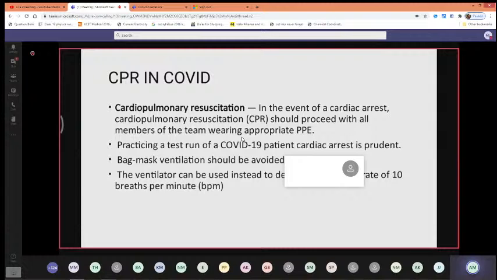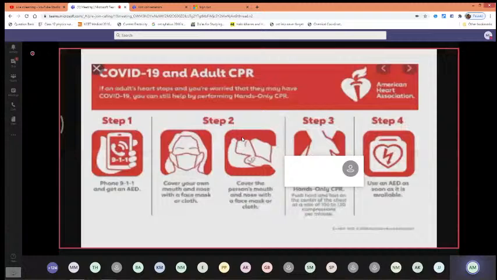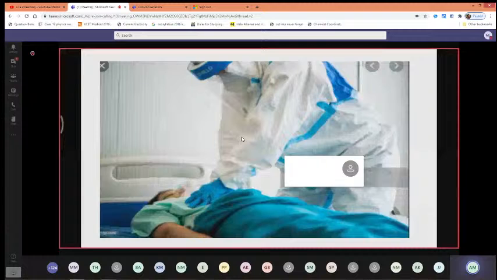So these are the American Heart Association guidelines for basic life support, especially whenever you witness a cardiac arrest. You call for help, then you protect yourself, you put a mask on the patient, then you do hands-only CPR. There is no mouth-to-mouth breathing, no airway management, only hands-only CPR till the help arrives, and until then you use an automated external defibrillator, AED. So this is how you give CPR. Like you can see, the healthcare worker is appropriately protected by goggles, face shield, and full PPE.